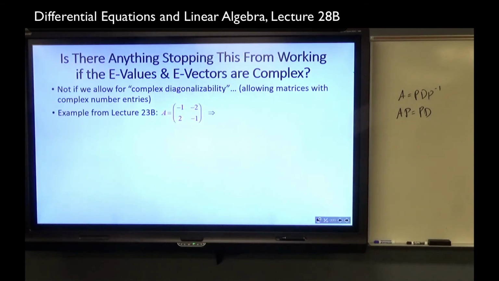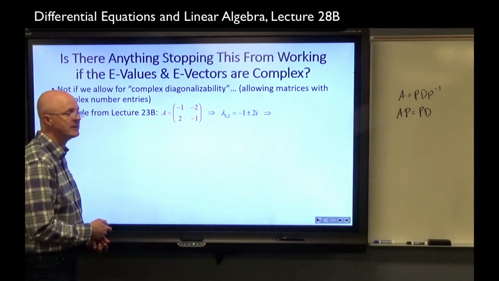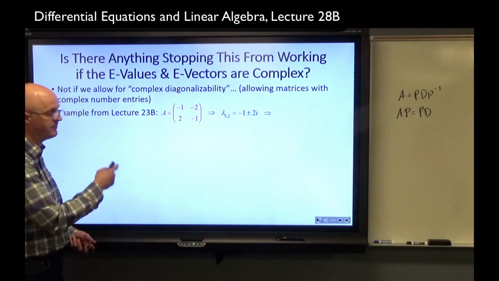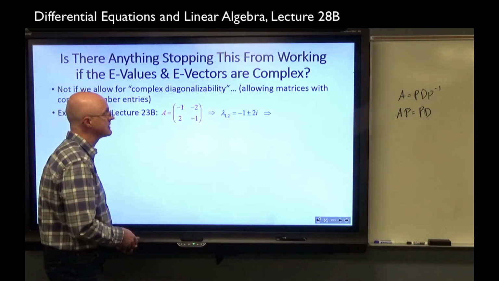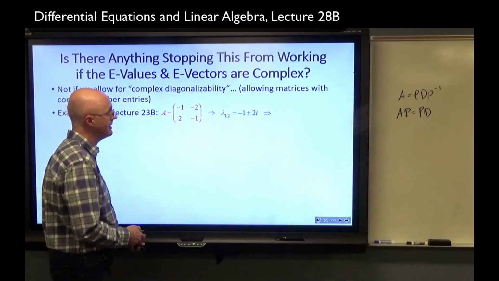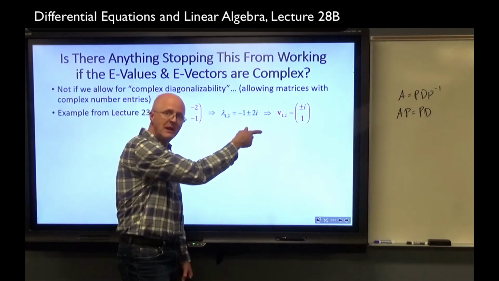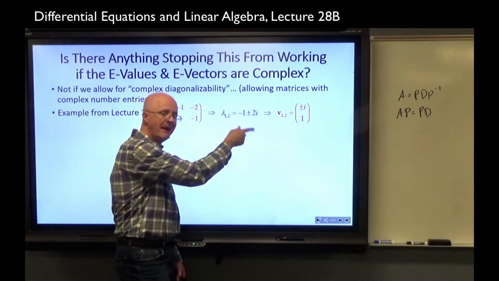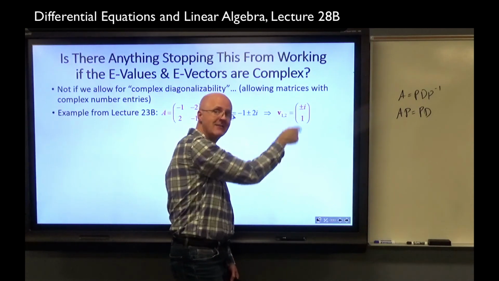Here's an example from lecture 23b. We're going to consider this example in a couple spots here. Take this matrix A, find its eigenvalues. We found them to be -1 plus or minus 2i before. You might want to check that, figure out the characteristic polynomial and then use the quadratic formula. And it also turns out the corresponding eigenvectors are these. So lambda 1 is -1 plus 2i, and lambda 2 is -1 minus 2i. V1 is (i, 1), V2 is (-i, 1).